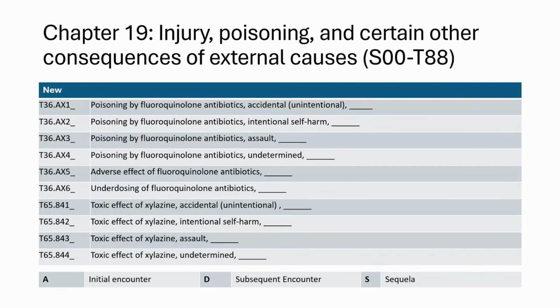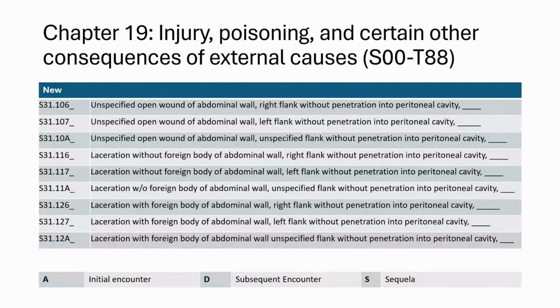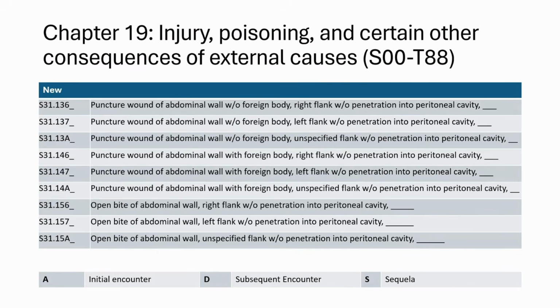These changes were made to reflect how providers actually document these minor injuries in the ER or the urgent care setting, and make sure that we're capturing appropriately as well. Open wounds and lacerations of the abdominal wall, specifically, and again the flank, have new codes. So, more detail as far as, was it an unspecified wound? Was it a laceration with or without foreign body? Was there penetration into the peritoneal cavity? Puncture wounds are included in that breakdown that we have for flank as well.